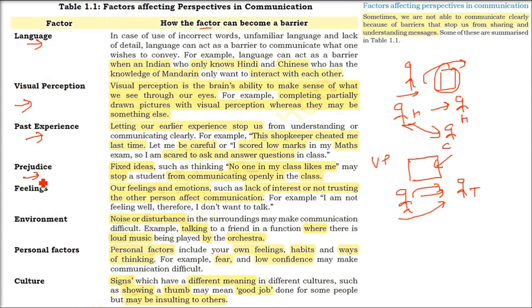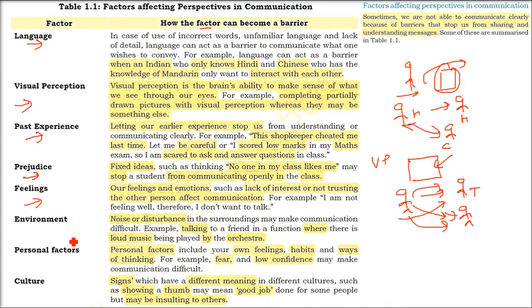Prejudice, that is what I was saying. Prejudice, pre-biasing. That is, you say, oh, no one likes me in the class. So when you don't talk in the class, you won't be able to communicate. You won't be able to talk to anyone. Feelings. Sometimes you have feelings and emotions that I don't feel well, I don't want to talk. So this is a lack of interest, and you don't want to trust people, and you don't want to trust your communication. But your feelings can be expressed in a good way if you have good communication. You have to remove this barrier as well.